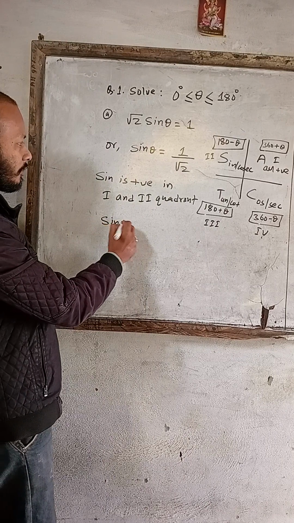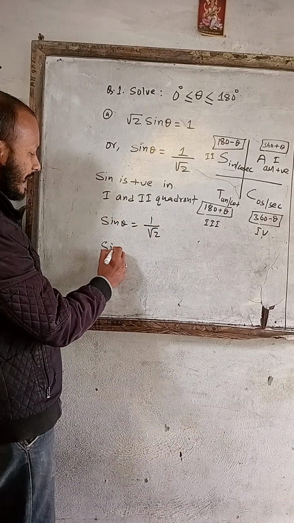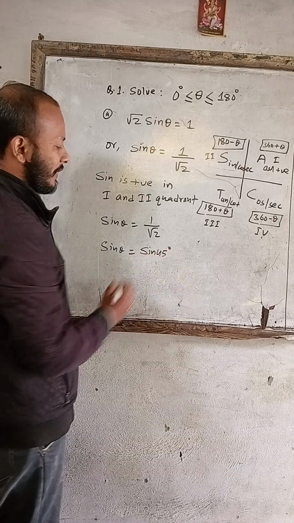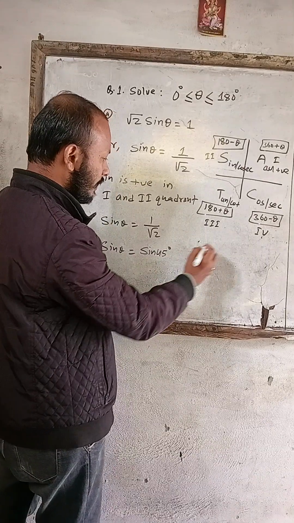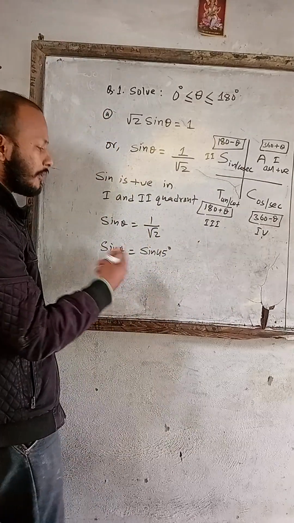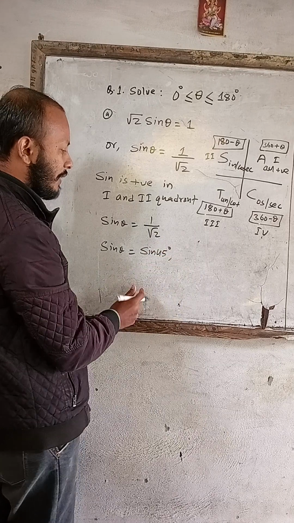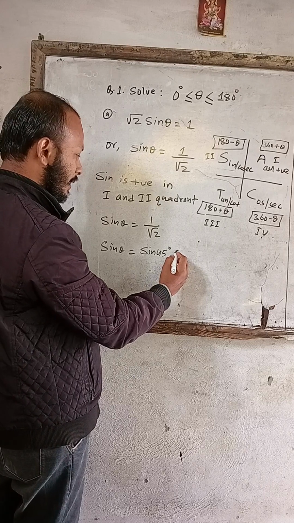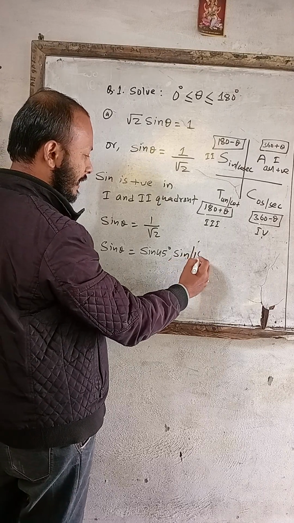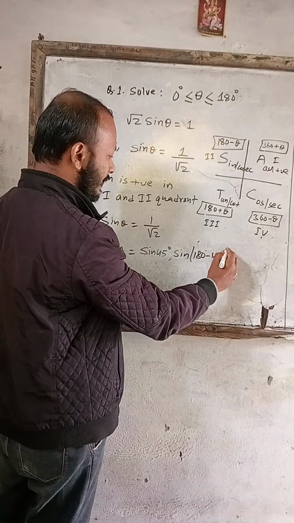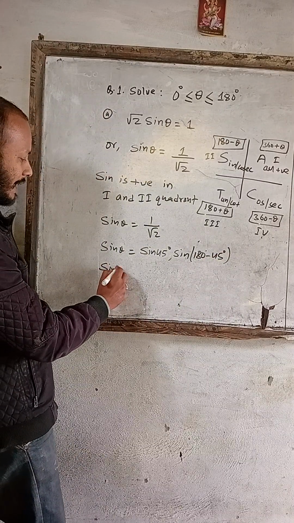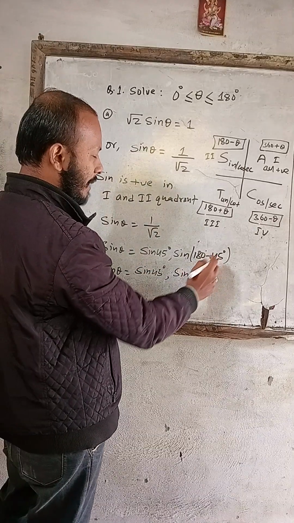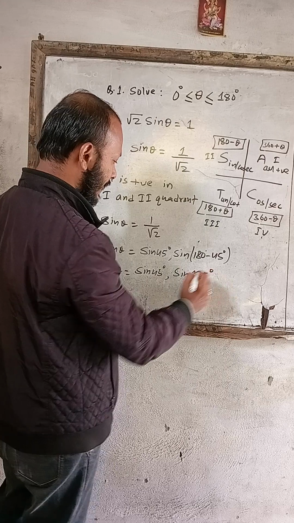So sine theta equals 1 by root 2. Sine theta is 1 by root 2 if it is sine 45 degree, because sine 45 degree equals 1 by root 2. This represents our first quadrant, and the second quadrant is 180 minus theta. That is why it becomes sine 180 minus 45 degree. So sine theta equals sine 45 degree, comma, sine 180 minus 45, which is 135 degree.